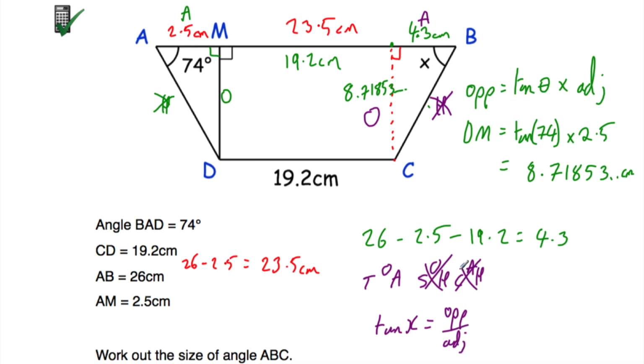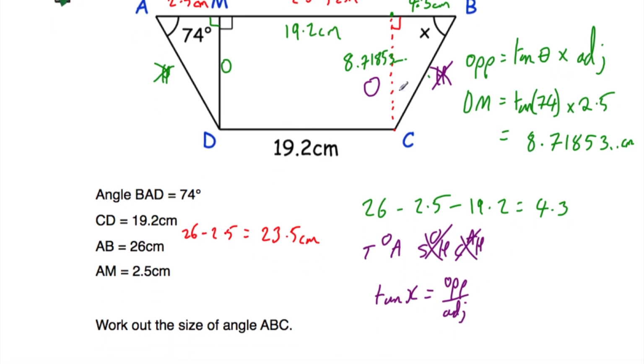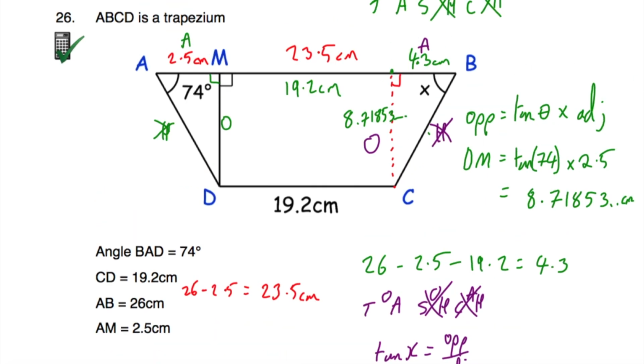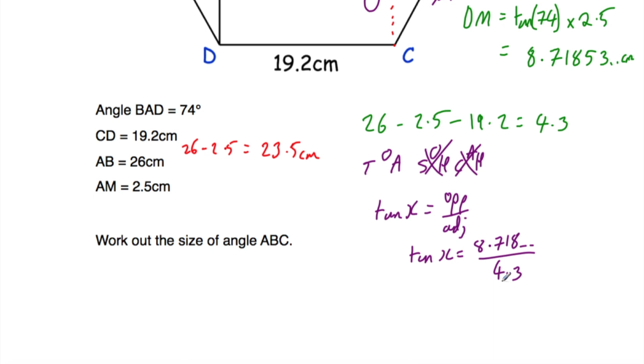And that means if we substitute in our values, we know what the opposite is. The opposite's equal to 8.7 and so on. So the tan of x is equal to 8.718 and so on. And I've got that on my calculator display already. And then I'm going to divide that by the adjacent, which is 4.3, because remember the adjacent is 4.3. So divided by the adjacent. Now I'm not going to work this out. I could do 8.718 and so on, divide that by 4.3 if I wanted to, but I'm just going to leave it as a fraction.